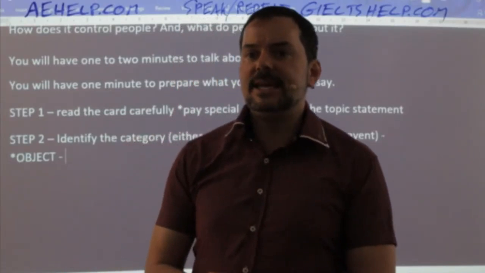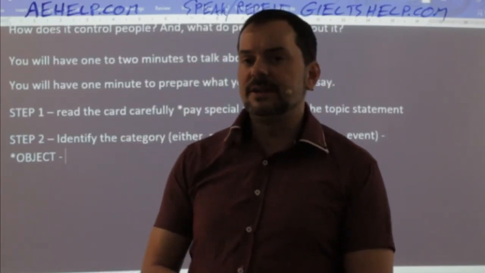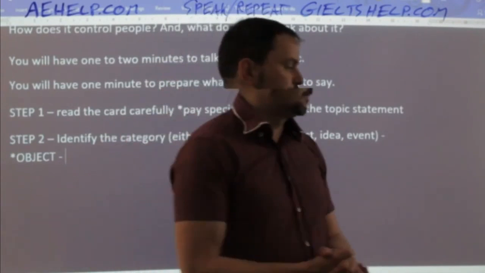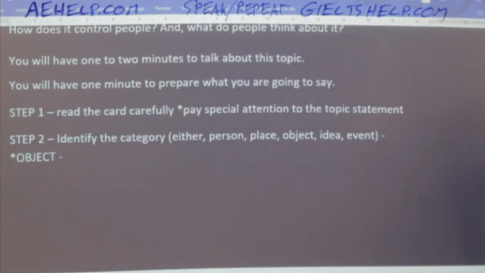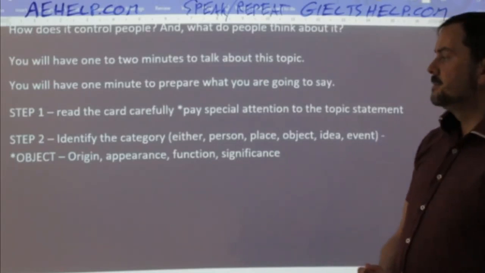Okay, Preeti says history. Rashika says origin, function, significance. Yeah, so, origin, appearance, function, significance. All right. Yeah, absolutely.